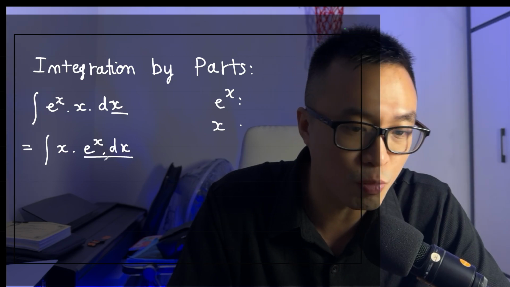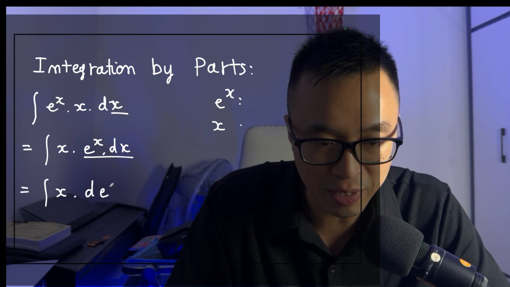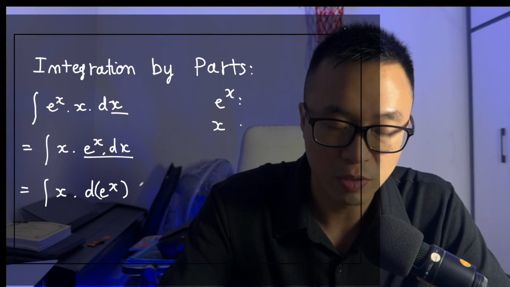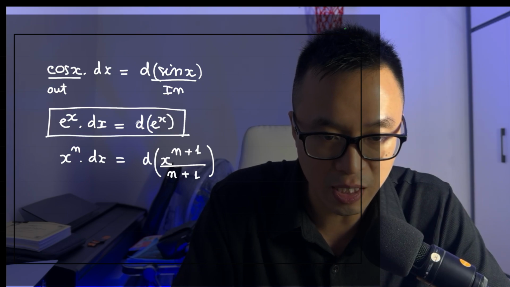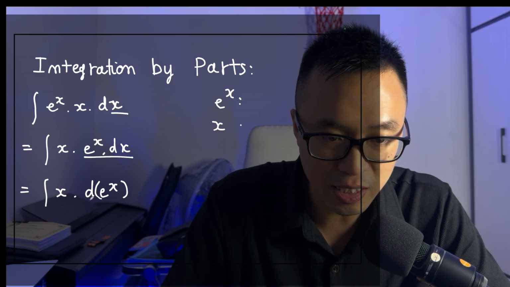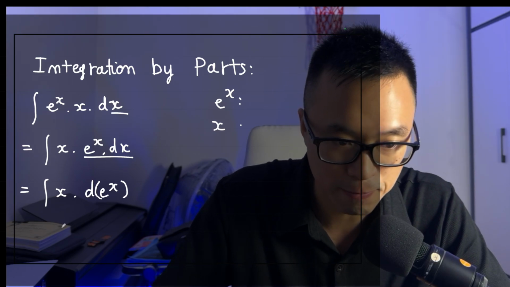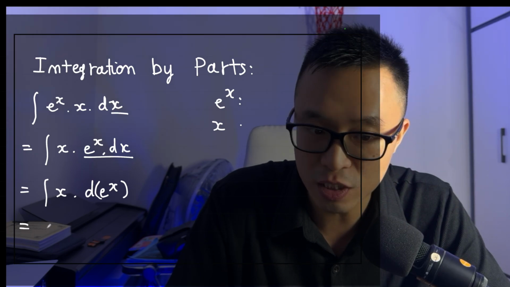And look at this, e to the power of x multiplied by dx. You will get this one as the d of e to the x. You can see here e^x dx becomes only d of e to the power of x. So you have one outside and one inside, and I use integration by parts.